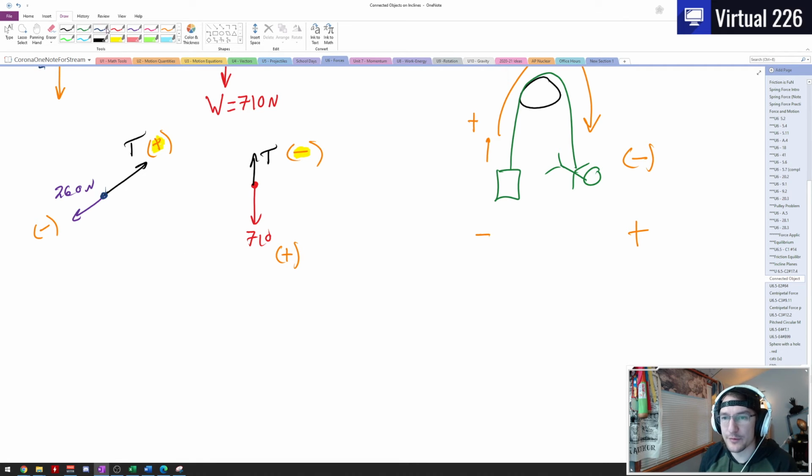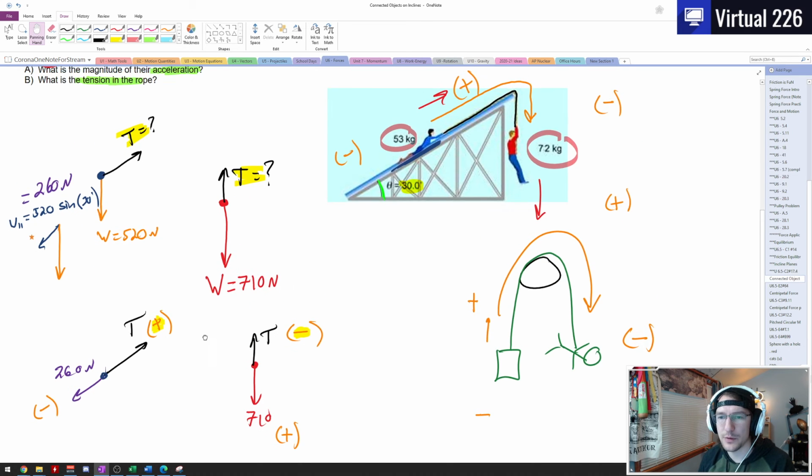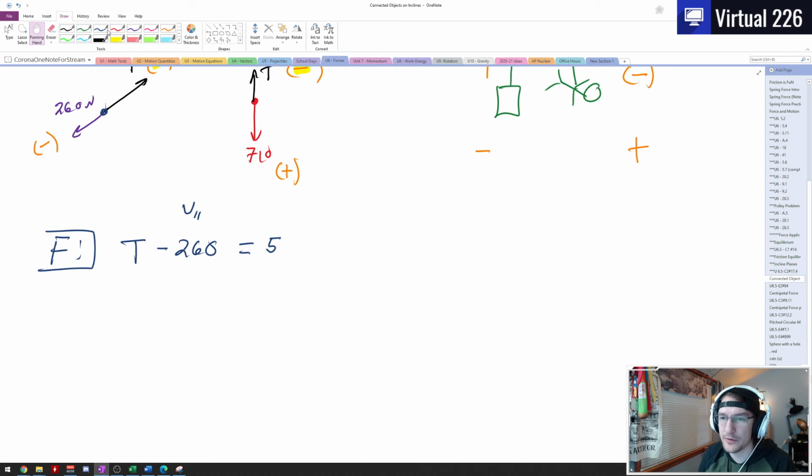Let's set one up for Francis here, the person on the slope. So here's the Francis equation. She has a tension pulling on her in the positive direction, so tension, minus the 260 newtons. This is the weight parallel, the weight pulling her down the plane. And that's going to equal her mass, which is 53 kilograms, multiplied by an acceleration.